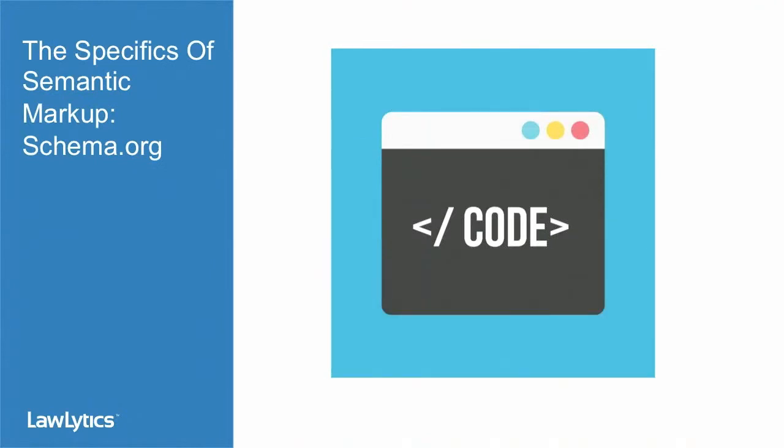So now that we've got the concept of semantic markup down, let's dive into the details a bit. And so in order to accurately describe the meaning of words to search engines and other programs, we first need a common uniform language with which to convey meaning. And thus, schema.org was born.